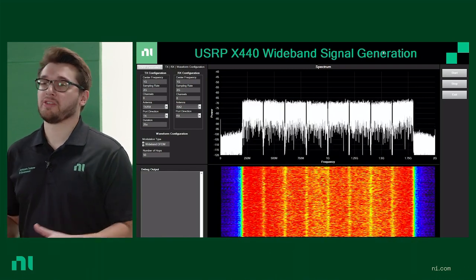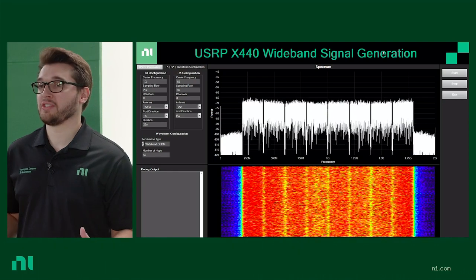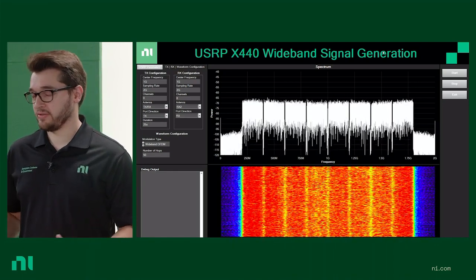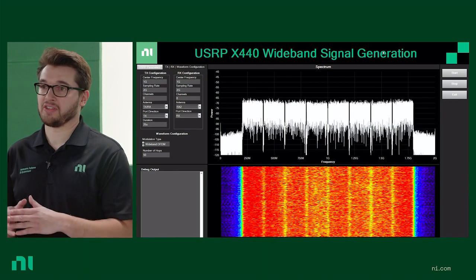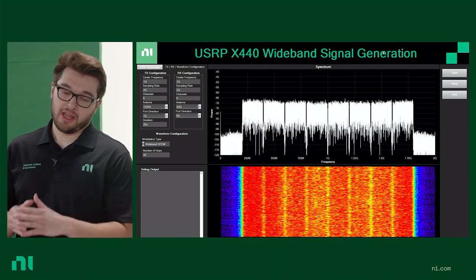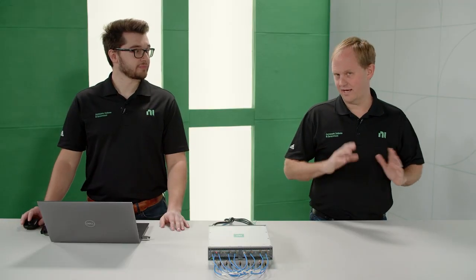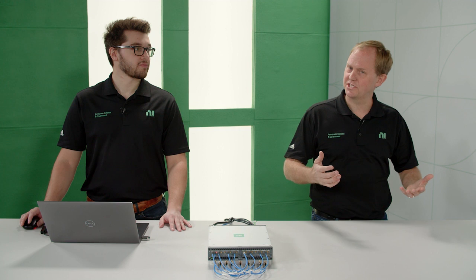What we're showing here is a wideband OFDM 5G signal. There are 8 subcarriers contained within, all 100 megahertz each. This is an extreme situation, just showcasing the wide bandwidth that the X440 is capable of doing. So that would be a lot of data transfer for a communications application.